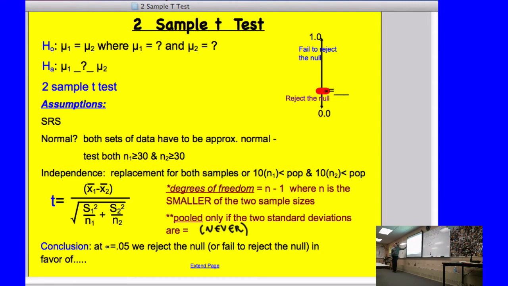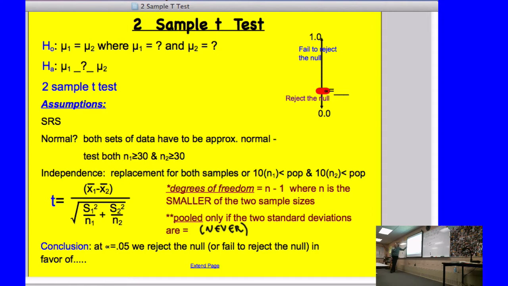Two-sample t-test. We've done two-sample t-interval. The difference is that we don't know the sigma, we don't know the population standard deviation, so we have to use s, which in real life is probably more popular. H null, does mu1 equal mu2, where mu1 and mu2 are equal to what? Okay, just make sure you talk about your parameter.